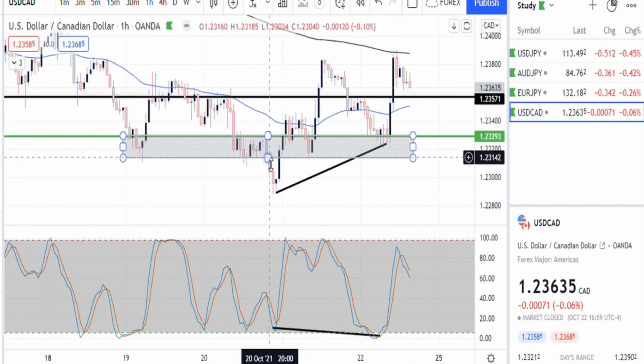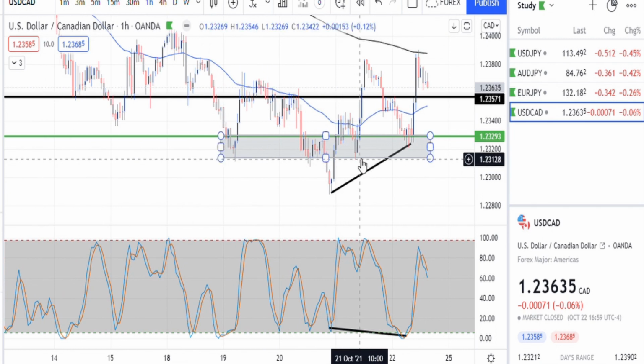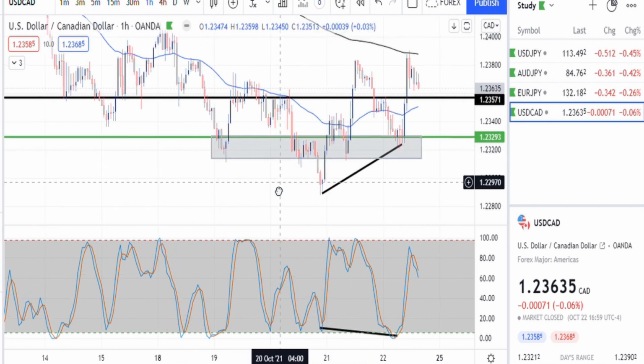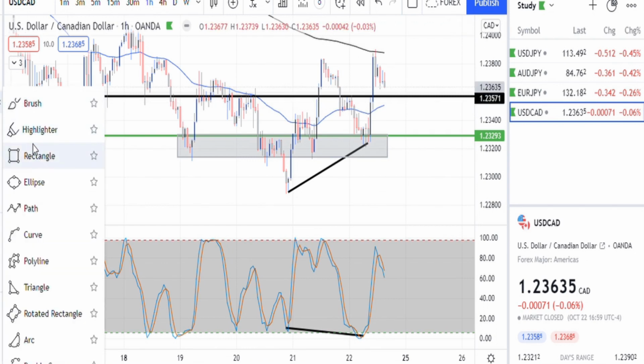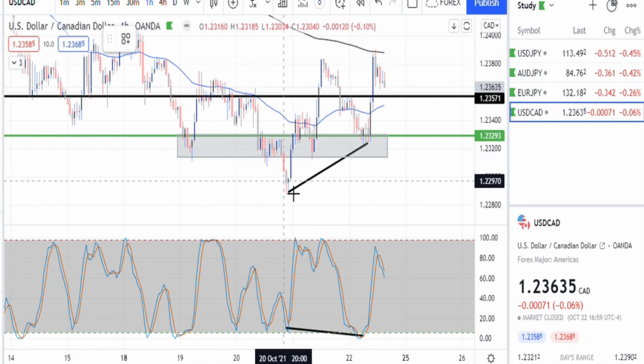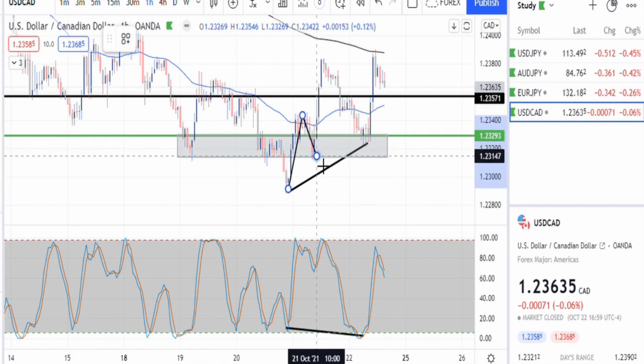We also have the market forming higher lows. So from this point, I'll use the path. So we start here, we have a low. Boom, boom. Okay. So we just made a higher low for the first time.